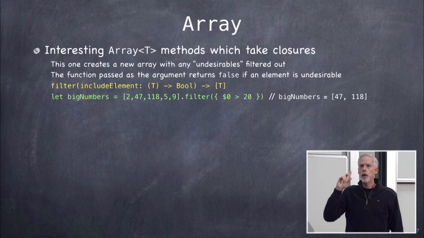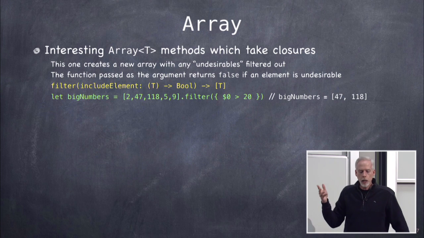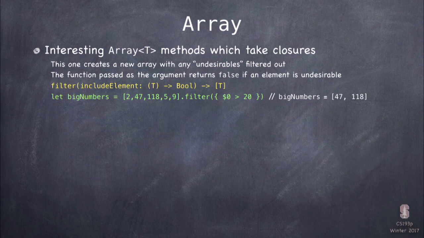So you see how a closure there has helped us define this. This is also much more readable because you can read it like this: let the big numbers equal this array, but filter for things that are greater than 20. That reads nicely. It's clear. It's very easy to understand what's going on here.